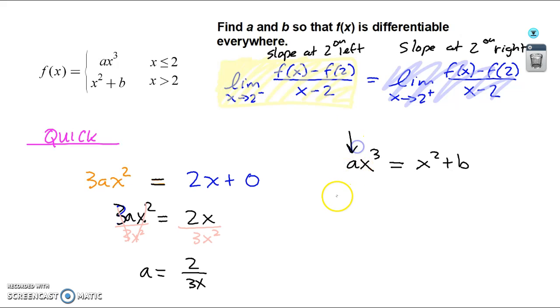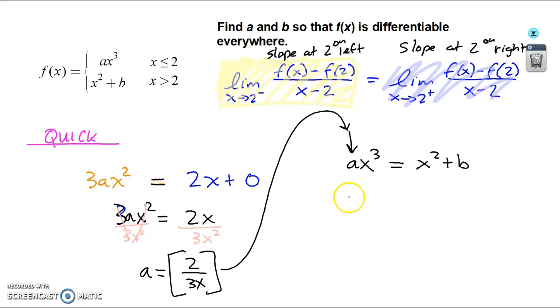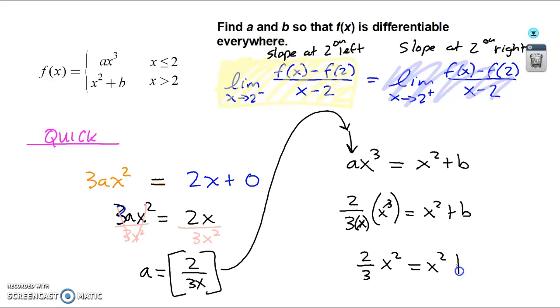Now I know what a is, though. So I can plug in this whole expression down here for a, up there. And so now I have 2 over 3 times x multiplied by x to the third power equals x squared plus b. And so now I can multiply, and this x is going to go down by power 1, so 2 thirds x equals x squared plus b. And the convenient part here is now I know what x is supposed to be. This has to happen at x equals 2. That's when they have to have the same values. So I can just plug in 2 for x.